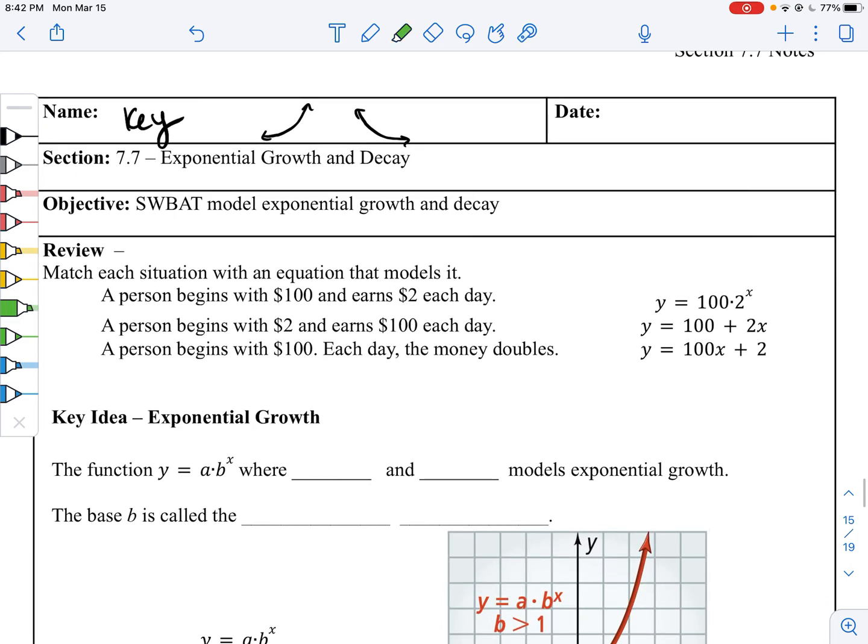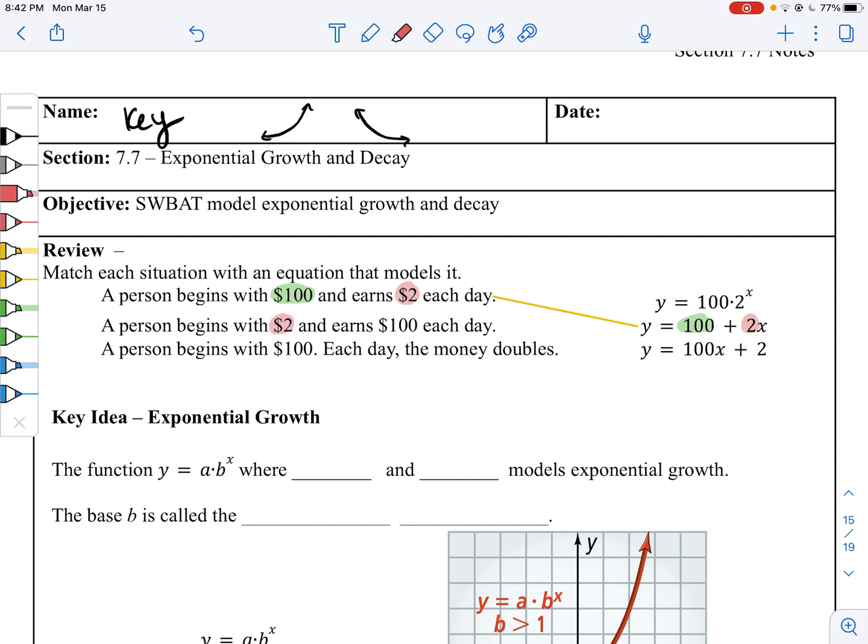If you have a starting amount of $100 and then you earn $2 per day, that means you're going to match with this one right here. Think of it as 100 is your y-intercept and then 2 is your slope. You earn 2 each day. Cool. Now let's flip it.